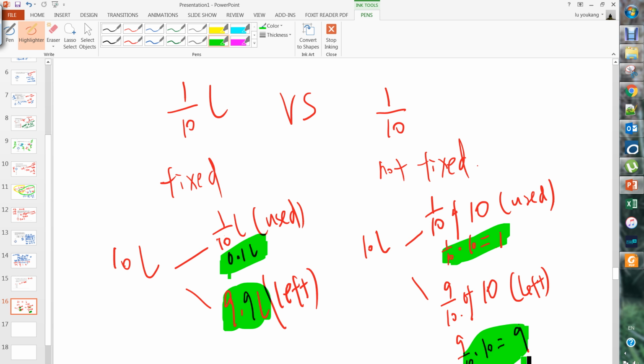So I'll give you another example. Let's say this one is no longer 10 liter. Okay? This one is 5 liter. So if this changes to 5, which one needs to be changed here? If this changes to 5, which one needs to change here? 1/10 change? No need to change?